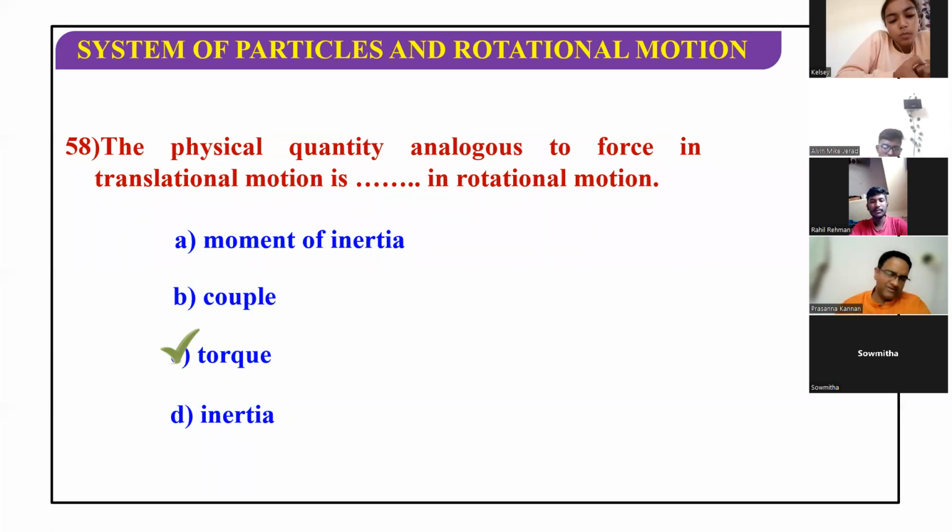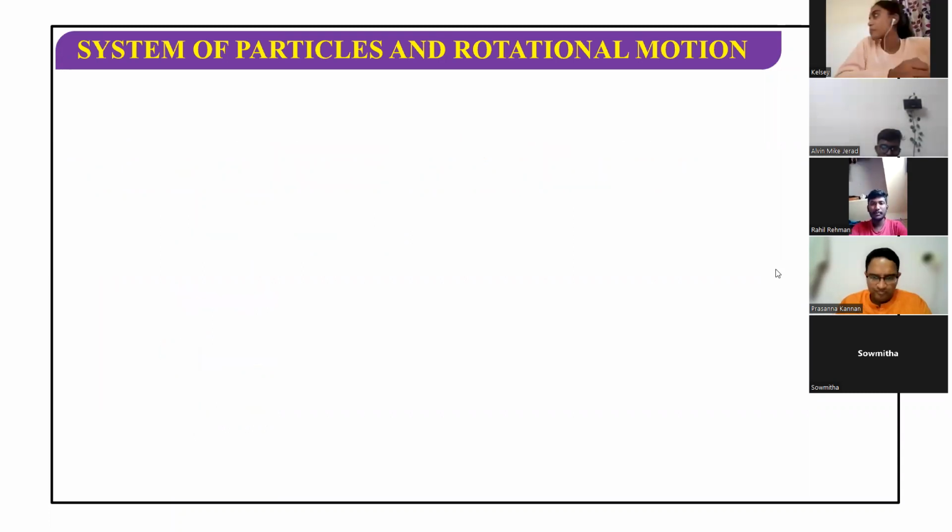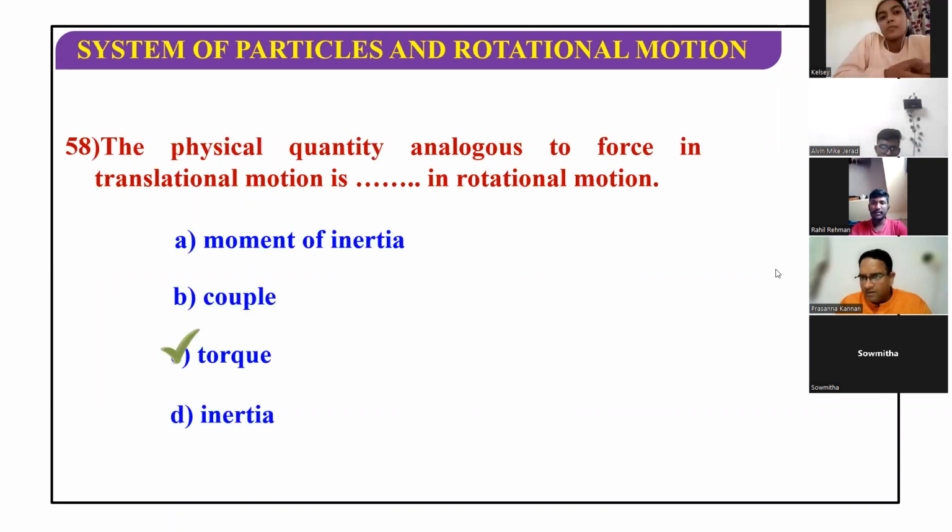Yes. So couple is not the right answer. But good, Rahil, you asked the doubt. Is it clear to you? What is a couple? Yes, sir. Awesome. Sir, can you repeat? Is it Emmanuel? No, sir, it's Gerald, sir. Okay, so what's a couple? Couple is nothing but two forces which are acting on a body, equal in magnitude but opposite in direction.